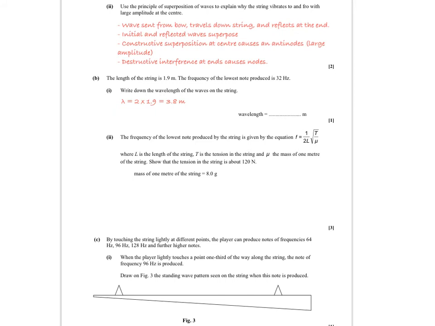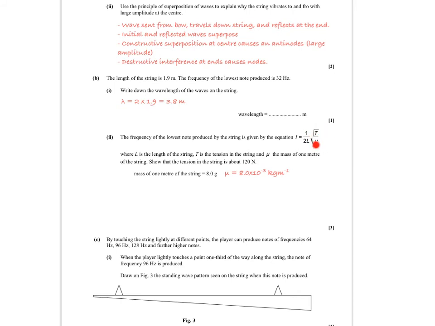So we've got to rearrange this equation to give us T equals. It's a little bit ugly, and another problem we've got is that our value for mu is in the wrong units, so we need to sort that out. So the mass of 1 meter of string is 8 grams. We need to find out what that is in kilograms. So that's 8 times 10 to the minus 3 kilograms per meter. And then rearrange our equation.